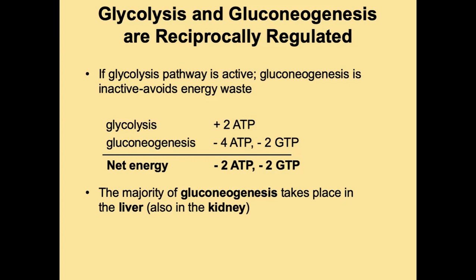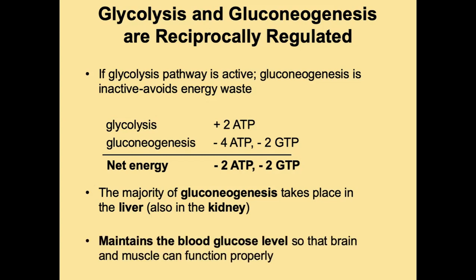It's important to note that most of gluconeogenesis, the metabolic pathway, takes place in the liver. So this is where your body will generate new glucose. A small amount also occurs in the kidneys. And so the liver is important for maintaining blood glucose levels so the brain and the muscles can function properly.